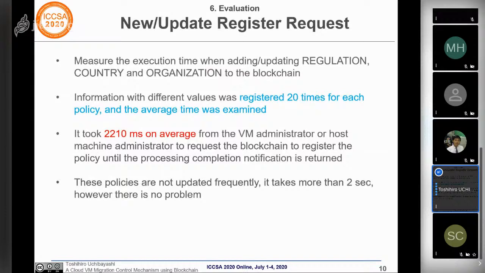We measured the execution time when adding and updating the regulation, country, and organization policies in the blockchain. Information with different values was registered 20 times for each policy, and the average time was examined. It took 2,210 milliseconds on average from the VM administrator or host machine administrator requesting the blockchain to register the policy until the processing completion notification was returned. These policies are not updated frequently. It takes more than 2 seconds, however, there is no problem.